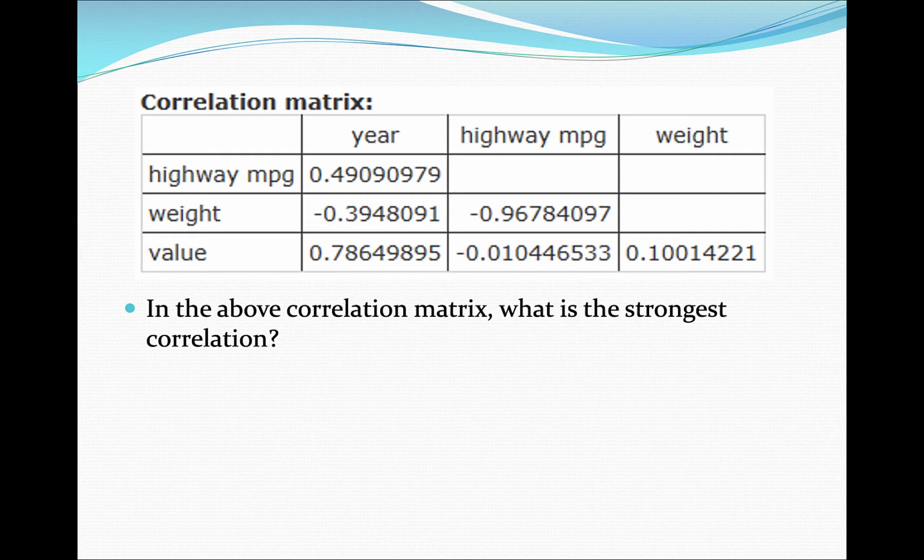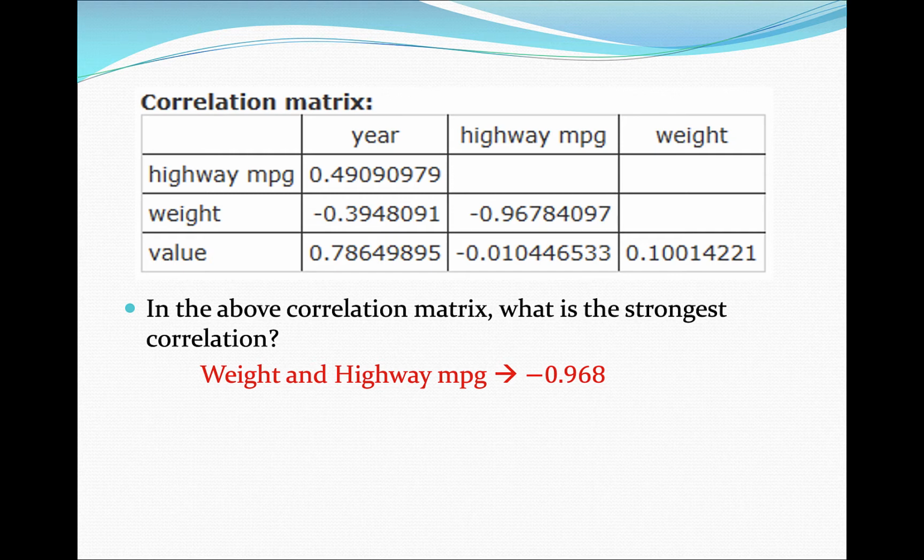And you'll see the biggest value in terms of absolute value here is that relationship between the weight. These are all vehicles, so it's the year of the vehicle, the highway miles per gallon for the vehicle, the weight of the vehicle, and the value of the vehicle. And you can see the highest absolute value here is that relationship between the weight of the vehicle and the highway miles per gallon for the vehicle. That relationship gives us an R value of -0.968.